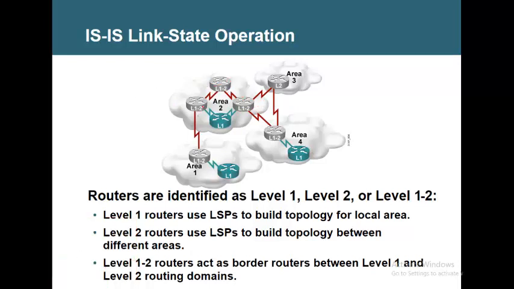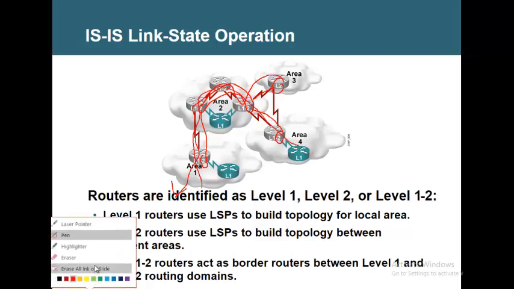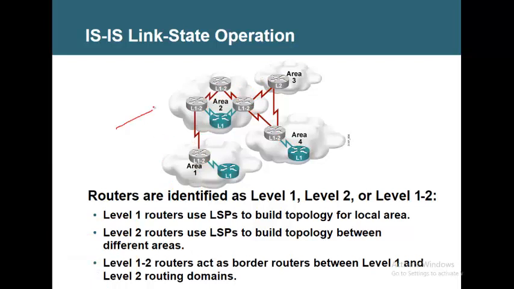Because these consecutive routers are L2, and this is also L2, this is also L2, and this is also L2. The routes of other areas come here and go to other areas like this. So that is why I said accidental backbone. It became an accidental backbone.